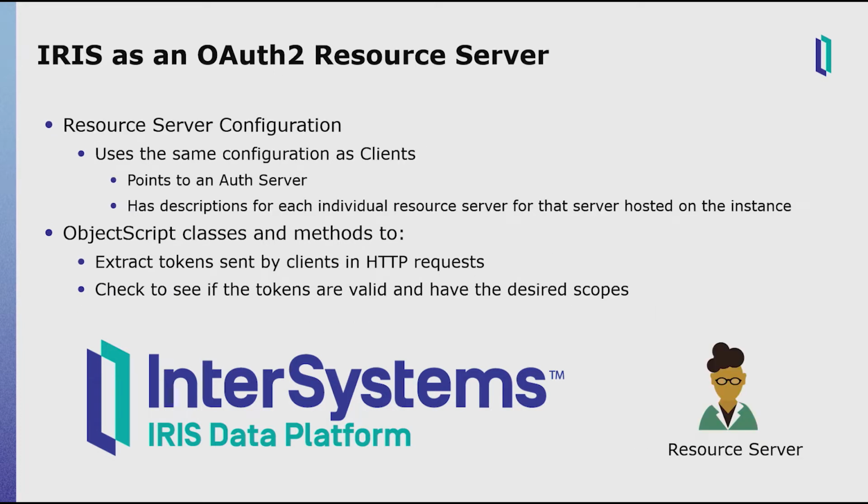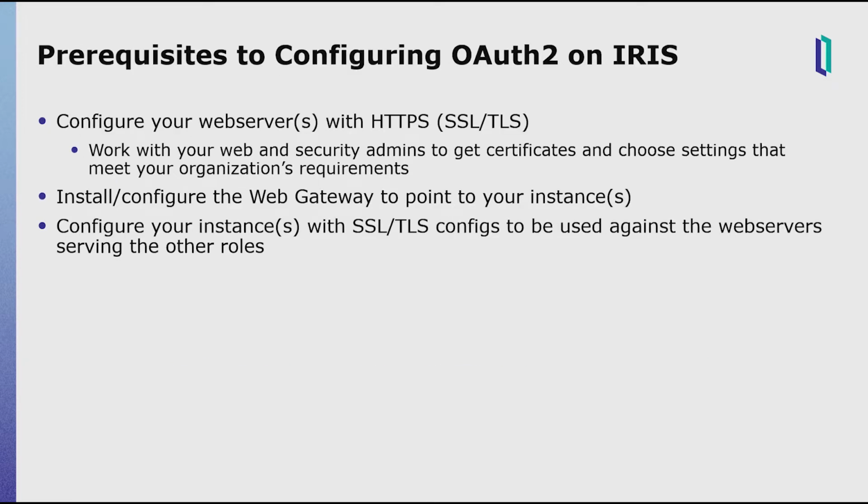IRIS can also be an OAuth 2 resource server. The configuration of a resource server is exactly the same as a configuration for a client. We use the same configs for both resource servers and clients. You point them to an auth server, and you can make as many resource server configs as you want out of those client configurations, even though they're technically not clients. And we provide ObjectScript classes and methods to extract tokens sent by the clients in HTTP requests, and check to see if the tokens are valid and have the desired scopes.